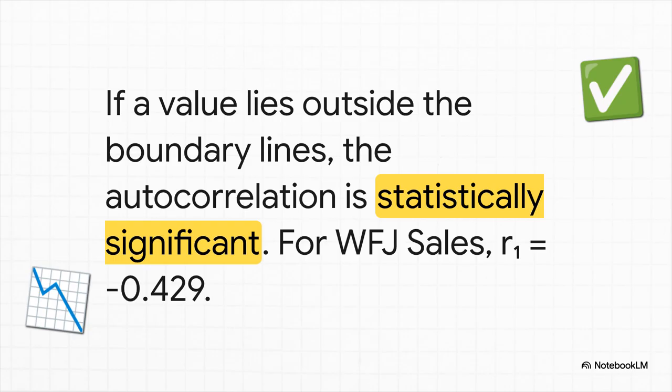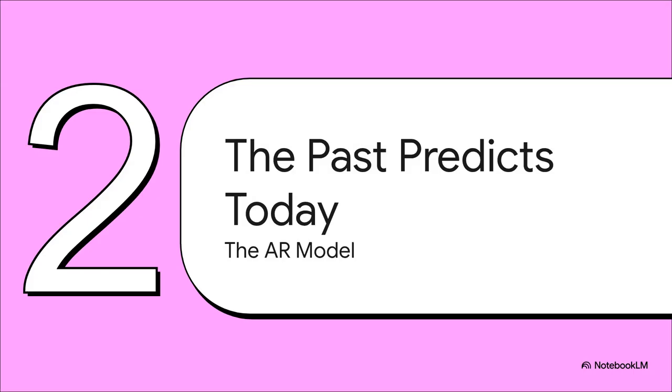For example, in one sales data set, the correlation at a 1-week lag was negative 0.43. So what does that actually tell us? It suggests a good sales week is often followed by a slightly slower one. See? The past is already giving us clues about the future. Okay, so this is cool, but how do we actually use it? Now that we can read the data's memory, we can build the very first piece of our model, the AR part, which stands for autoregressive.